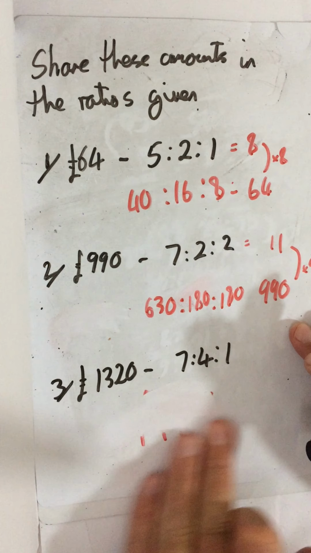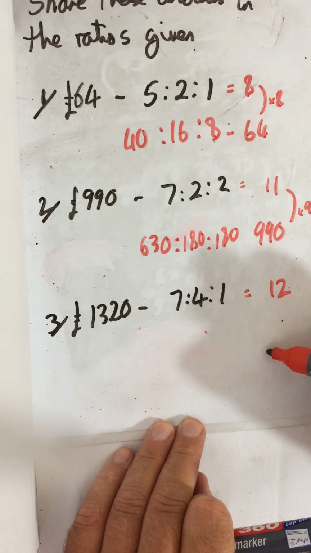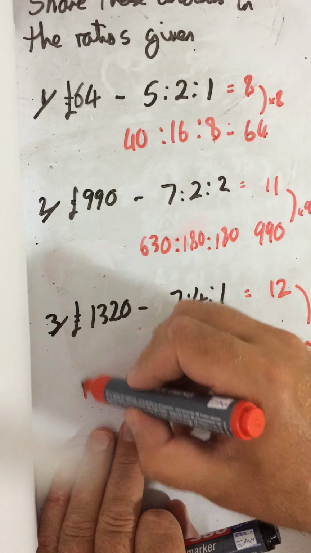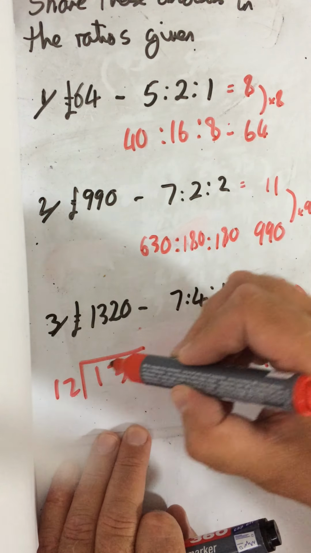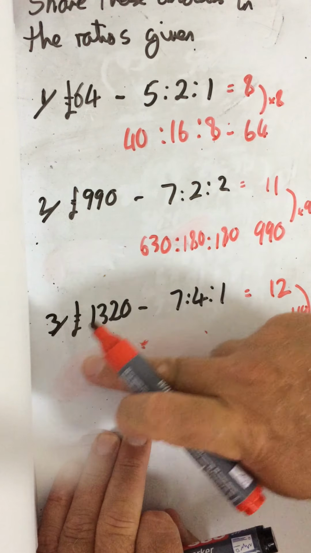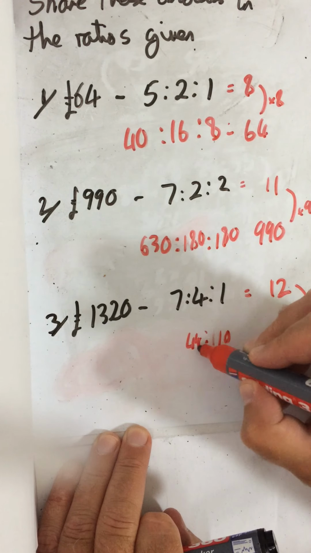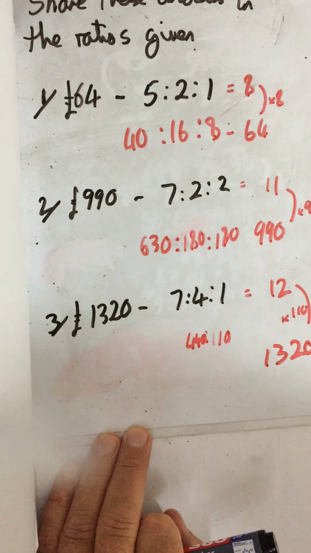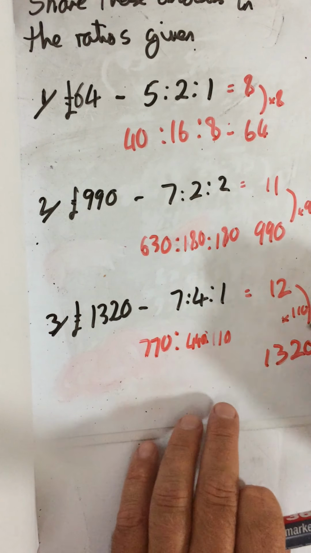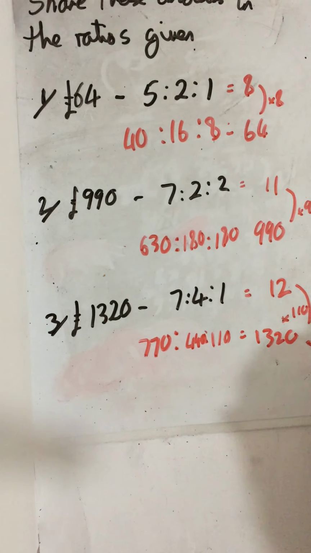Okay, let's look at the last one. So again, add across: 7 and 4 is 11, plus 1 is 12. Then we're going down to 1320. How am I getting from there to there? Let's just do a quick sum to check. 1320 divided by 12. How many times in that? 110. So we times by 110. 1 times 110 is 110, easy enough. 4 times 110 is 440. And 7 times 110 is 770. We can add those up, yep, and it will come to 1320. So remember, that's how we do those.